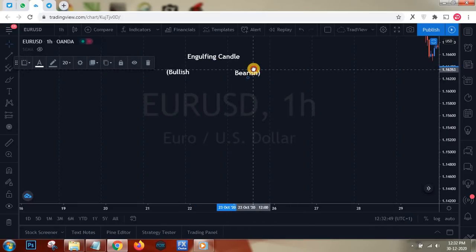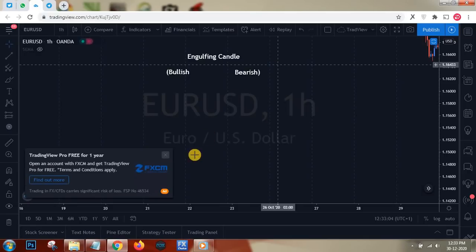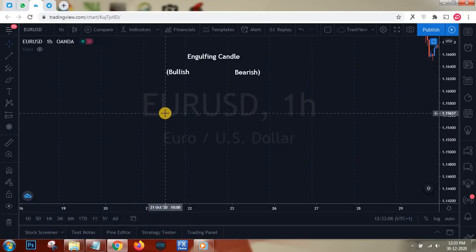Okay, these two. Now, most times when you see a bullish engulfing candlestick pattern at the support zone, that is at the bottom, then you know that we are aiming for a buy. When you see a bearish engulfing candlestick pattern at the resistance, then you know we are aiming for a sell.